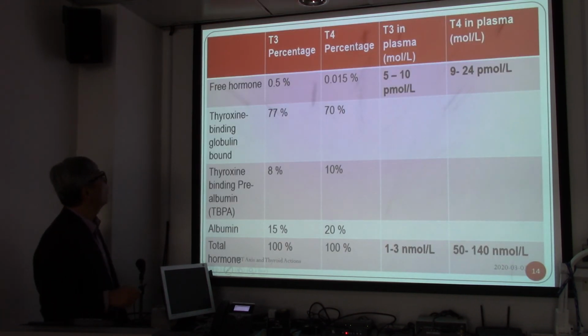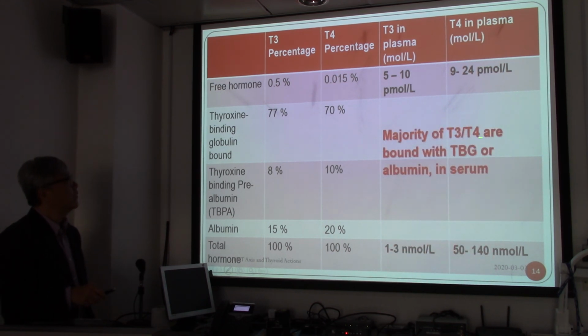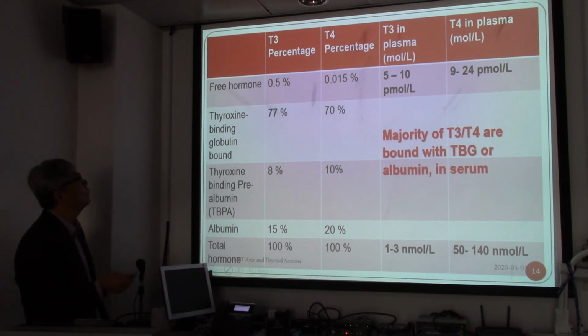And then we also have T3 percentage in this next slide, T4 percentage, and T3 and T4 in plasma concentrations. These are what we call the free hormone concentrations. You can see T3 and T4 bound with what we call TBG, or thyroxine binding globulin. Sometimes they are also bound with albumin, a very common protein in our serum, and then thyroxine binding prealbumin, or TBPA. So these are different proteins.